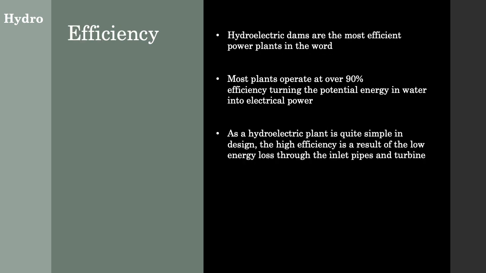Efficiency. Hydroelectric dams are the most efficient power plants in the world. Most plants operate well over 90% efficiency, turning the potential energy in water into hydroelectric power. As a hydroelectric plant is quite simple in design, the high efficiency is a result of the low energy loss to inlet pipes and the turbine.